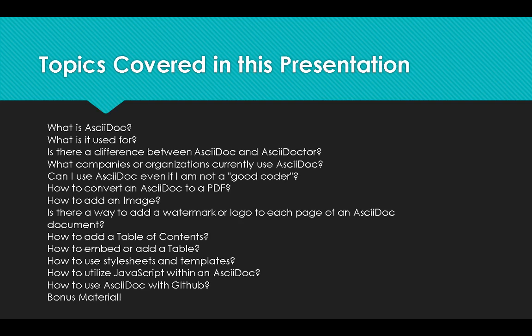So as you can see here, there is a lot to this presentation. I'm going to be covering things like what is ASCII Doc, what is it used for, the differences between ASCII Doc and ASCII Doctor, what companies or organizations currently use ASCII Doc. Can I use ASCII Doc even if I'm not a good coder? How do I convert ASCII Doc to a PDF? How do I add an image? Is there a way to add a watermark or a logo to each page of an ASCII Doc? How to add a table of contents, embed or add a table, style sheets, utilizing JavaScript, and how to use ASCII Doc with GitHub, as well as bonus material.